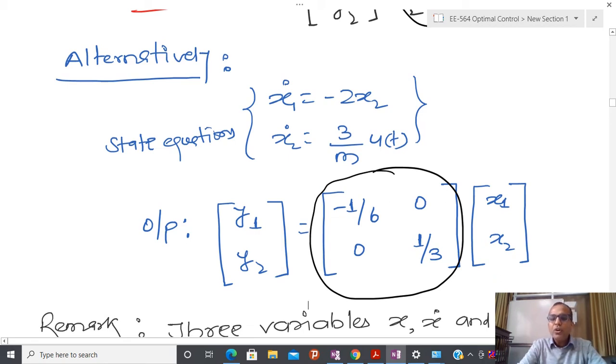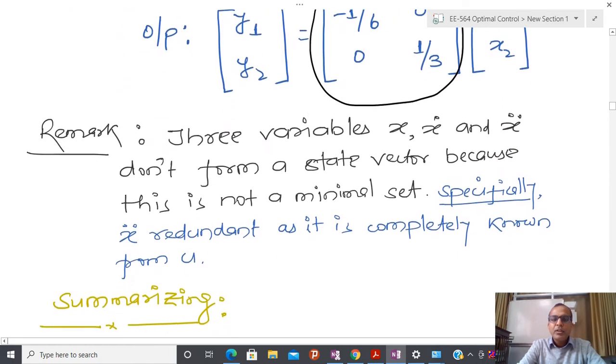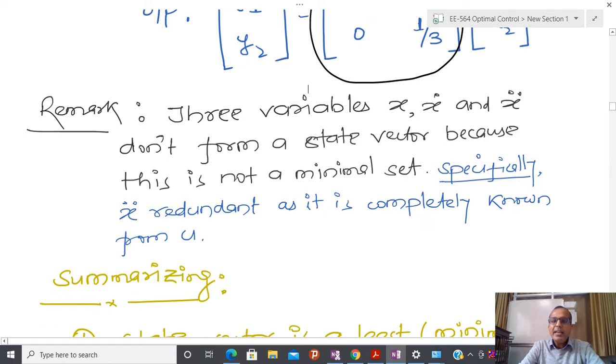Now I am going to make some remarks. What we have seen is that I can select either position as a state variable or position as an output, or velocity as a state variable or velocity as an output, and after that I can represent the differential equation. Whatever is a state variable carries the information of the past, and whenever we have a system, we need a minimal set of state variables. It means that if something is completely determined by the others, then we reject it.